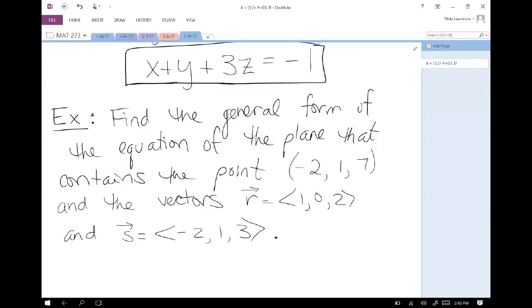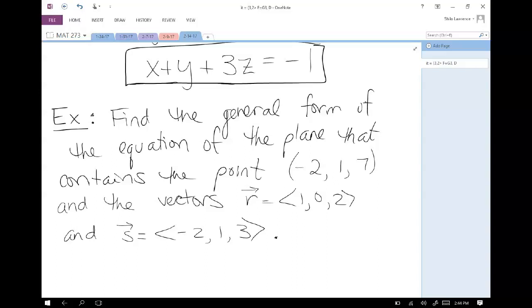We're not going to do standard position. We would need 2 points to do standard position. Cross product will give us a normal vector. The cross product of two vectors is a normal vector. And if those two vectors are in the plane, the cross product will be normal to the plane. So we want to do R cross S or S cross R.